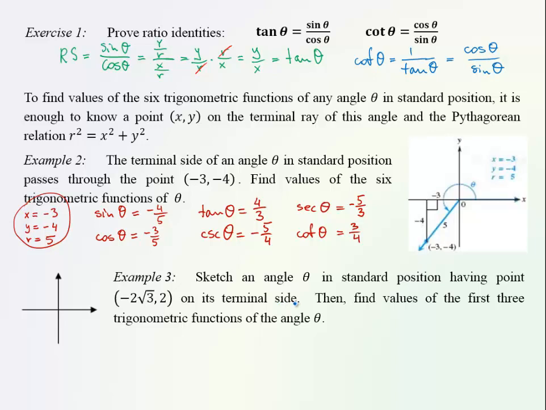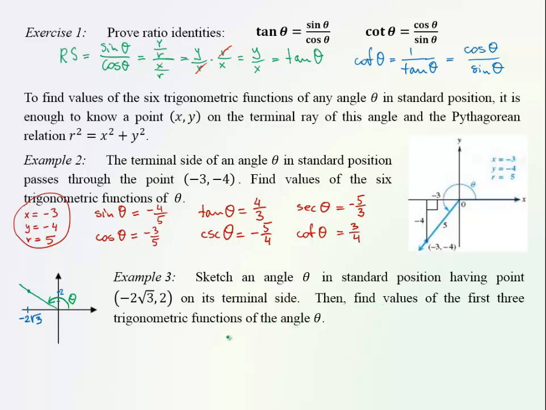Now we are asked to sketch an angle theta in standard position having point (-2√3, 2) on its terminal side. So the y-coordinate of the point is 2. Let's say it's somewhere here. The x-coordinate is negative, so it will be on this side, and it's a little bit longer because it's multiplied by √3. So let's position it somewhere there, approximately. Therefore, our point is here. Okay, so the terminal goes like that. Therefore, our angle theta is from here to there.